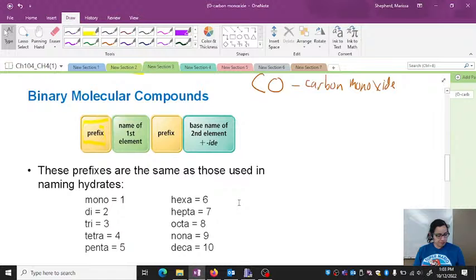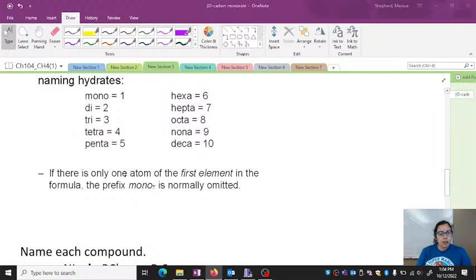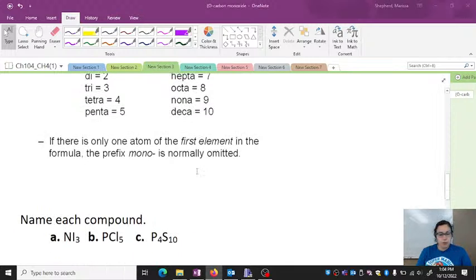And we have all the prefixes there. Mono for 1, di for 2, tri for 3, tetra for 4, penta for 5, hexa for 6, hepta for 7, octa 8, nona 9, and deca 10. And again, only the mono prefix is omitted if there's just one atom of the first element.